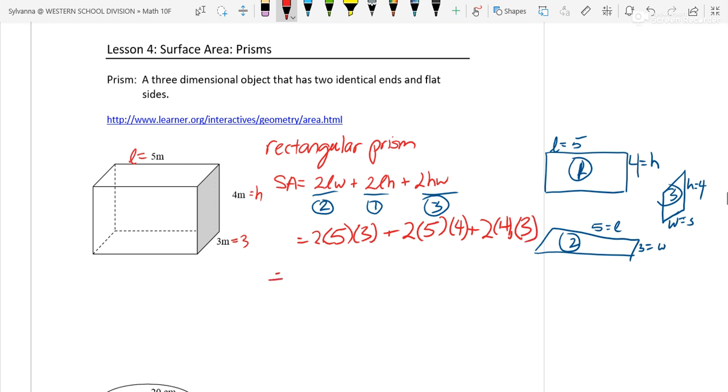So if I simplify this, I'm going to multiply the terms first. So this would be 30 plus 40 plus 24, which is equal to 94 meters squared. Do not forget the squared. We're looking at surface area, so we're looking at 2-dimensional sides from these ones. Because our units are in 2 dimensions, then we need to indicate that in our units.